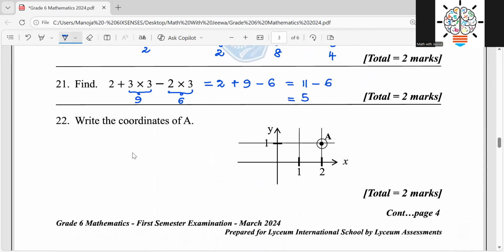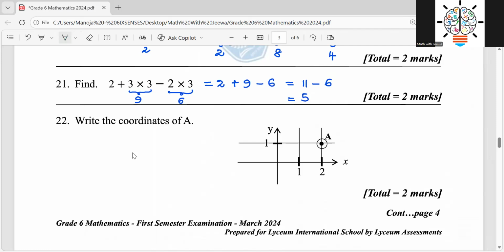Right? So first you want to do the multiplication. 3 times 3, 9. 2 times 3, 6. Then you write the question again. 2 plus 9, because instead of 3 times 3, now you can write 9. Instead of 2 times 3, you can write 6. Right? So then 2 plus 9, 11. 11 minus 6, the answer is 5.